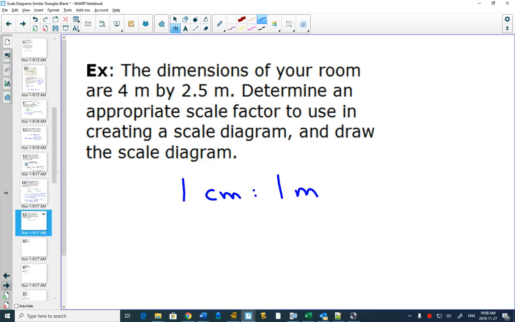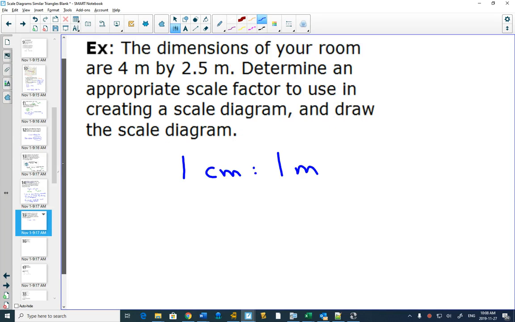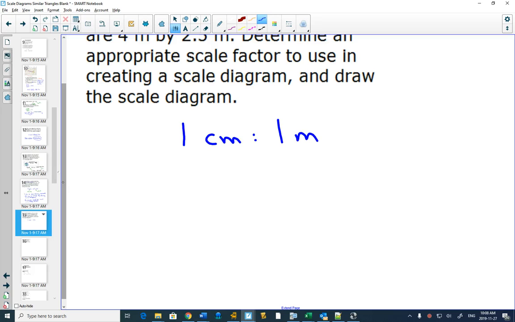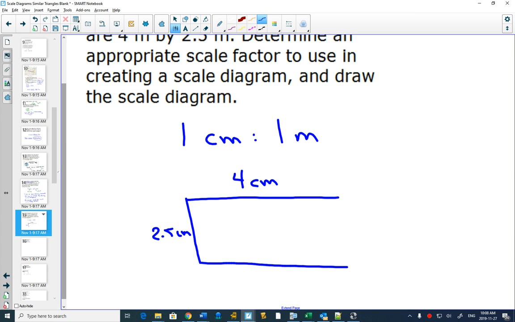If your room is 4 meters by 2.5 meters, what would you draw on your diagram? Well, 4 meters, you'd measure out 4 centimeters, because that would equal 4 meters. And then you'd measure out 2.5 centimeters and draw your rectangle. Now, if you draw that rectangle, 4 centimeters by 2.5 centimeters, see how much space it takes up. Does it fill your page as much as you want it to? Or would you like to make it bigger?